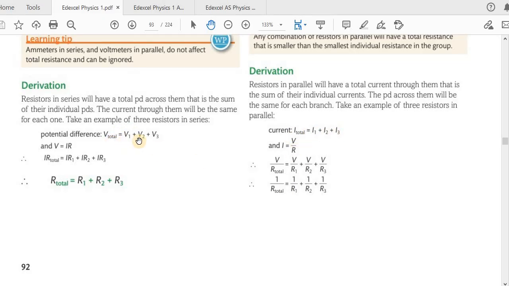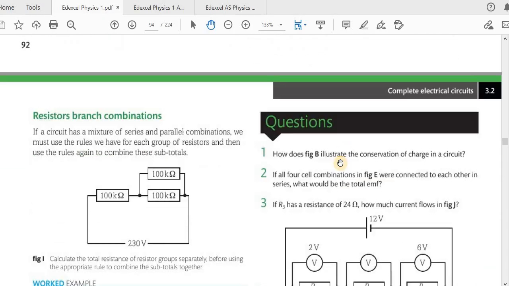Now this is what we did when we had the resistors in series. They have the same current. So here we could cancel out the current. Here we cancelled out the potential difference or voltage.